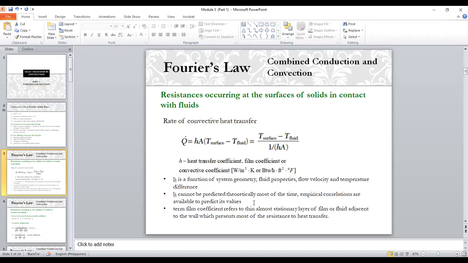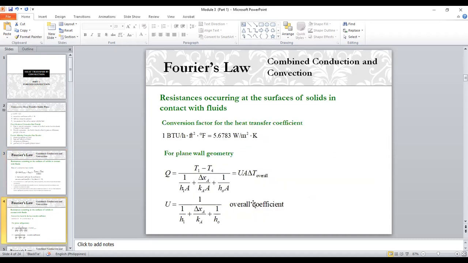Now, the term film coefficient refers to this thin, almost stationary layer of film or fluid adjacent to the wall, which presents most of the resistance to heat transfer, and which is also accounted for by the heat transfer coefficient. Now, the conversion factor for heat transfer coefficient was also presented to you in your Canvas overview, so I will not read it anymore. But for plane wall geometry, this would be our heat transfer rate in convective heat transfer.